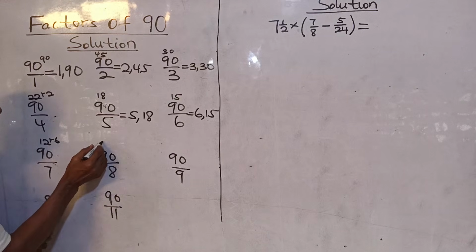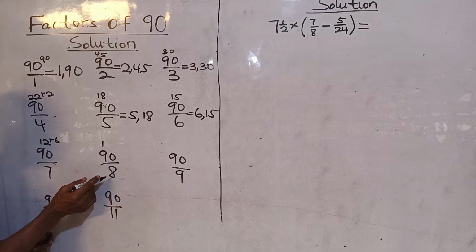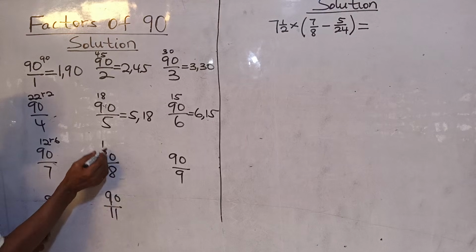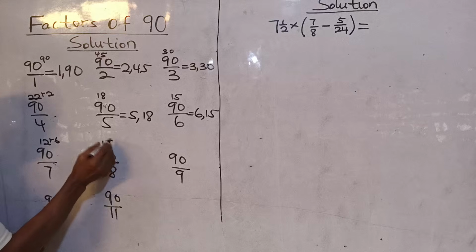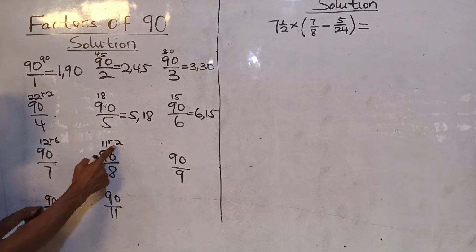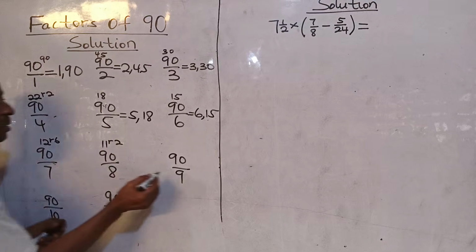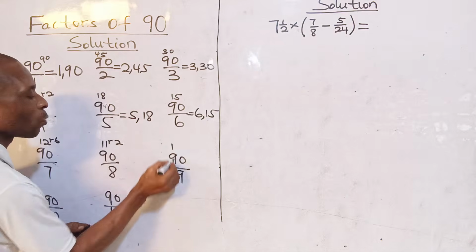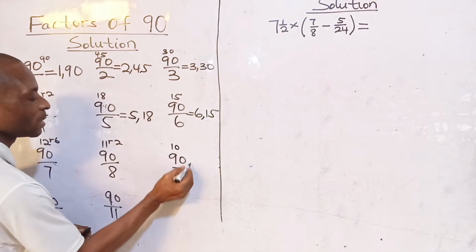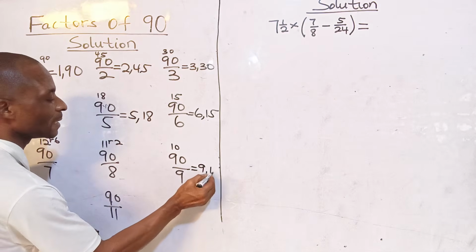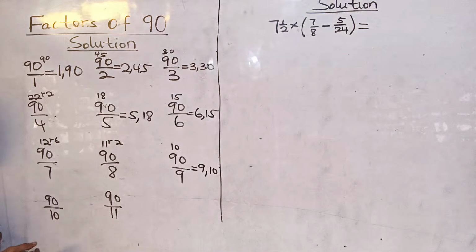8 will divide 9, 1, remainder 1. When you put it here, you get 10. 8 will divide 10, 1, remainder 2. Because there is a remainder, 8 is not a factor of 90. 9 will divide 9, 1. 9 will divide 0. Because there is no remainder, it means 9 and 10 are factors of 90.